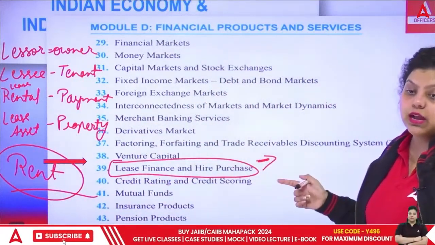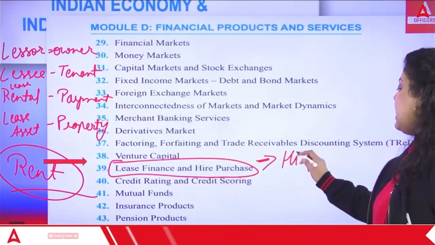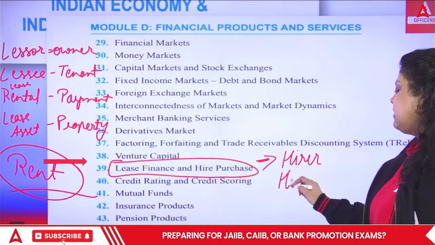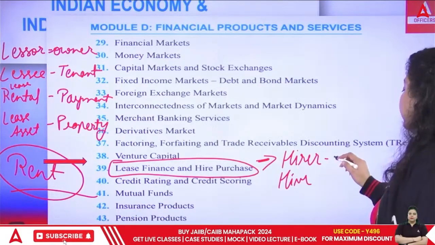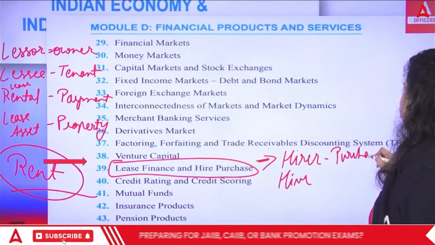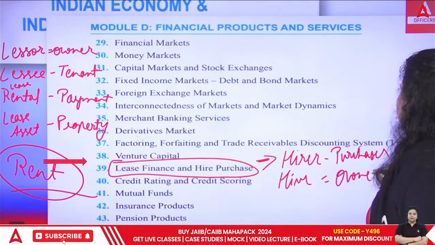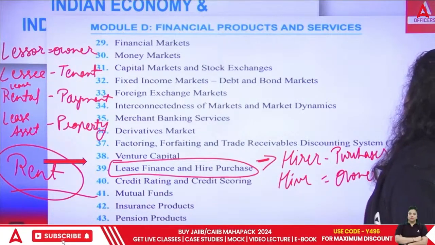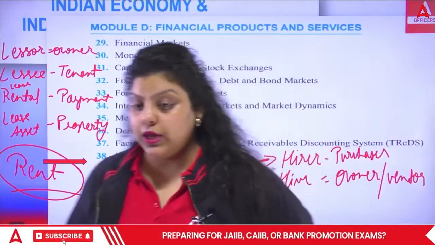So in case of hire purchase, first of all, we have the hirer and the hiree. Hirer means the person who is taking the property on rent, or who is purchasing the property. So this is the purchaser. And hiree means simply your owner. Owner means you can call it a vendor. The person who is selling that particular asset is known as the hiree. Owner, or you can call it a vendor.